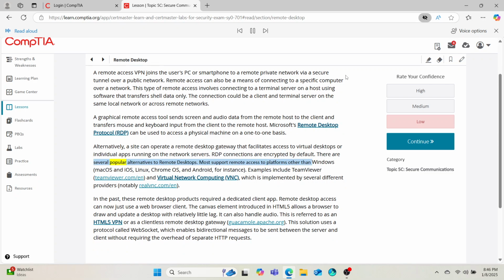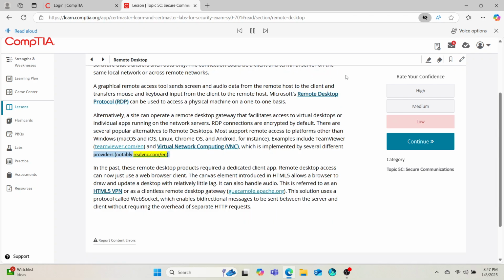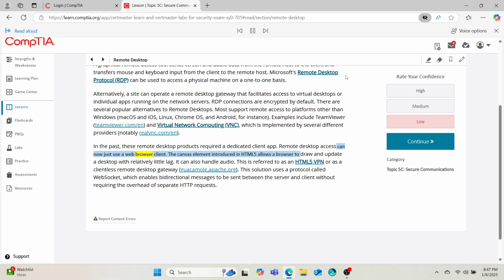There are several popular alternatives to remote desktops. Most support remote access to platforms other than Windows, macOS and iOS, Linux, Chrome OS, and Android, for instance. Examples include TeamViewer, teamviewer.com/n, and Virtual Network Computing, VNC, which is implemented by several different providers, notably realvnc.com/n. In the past, these remote desktop products required a dedicated client app. Remote desktop access can now just use a web browser client.